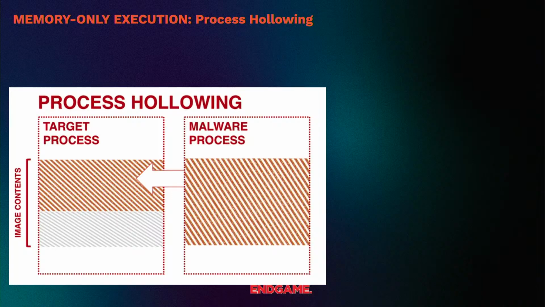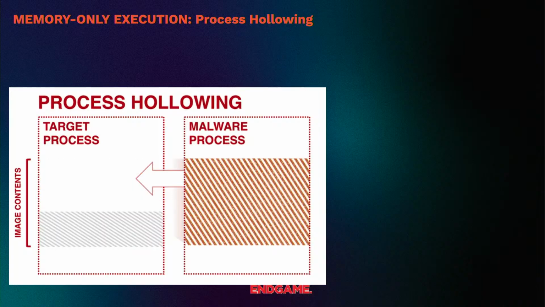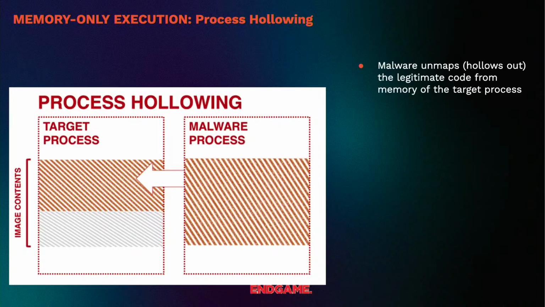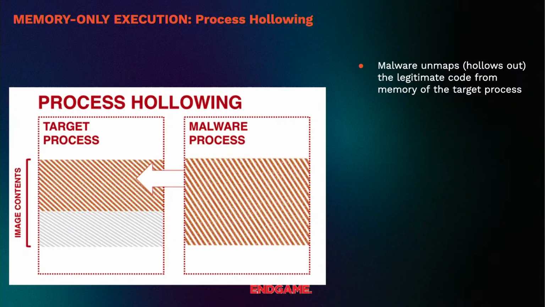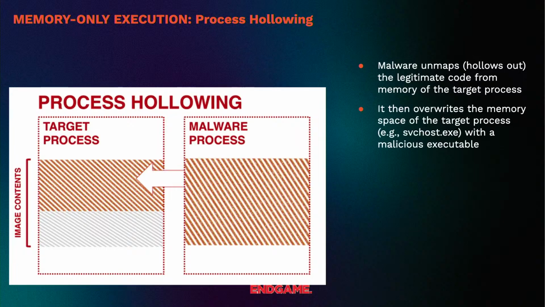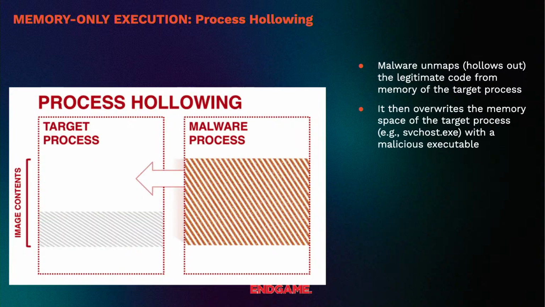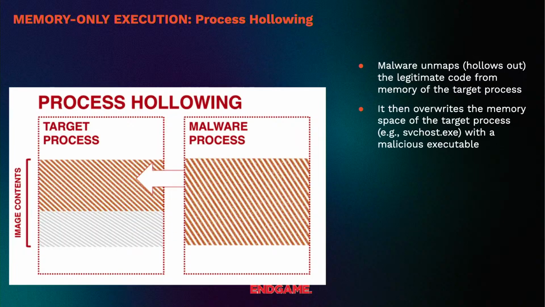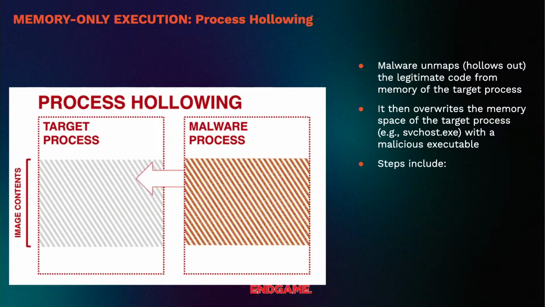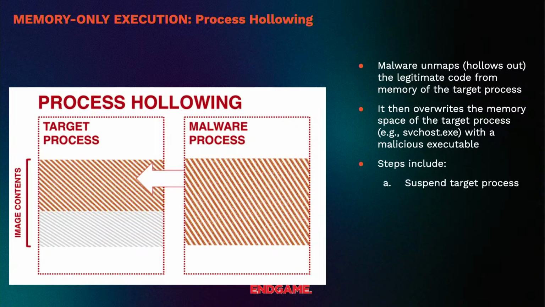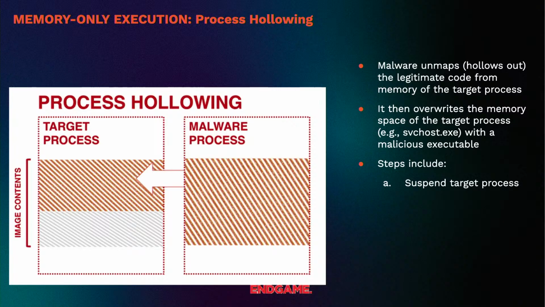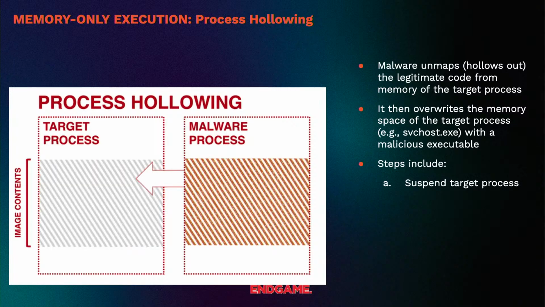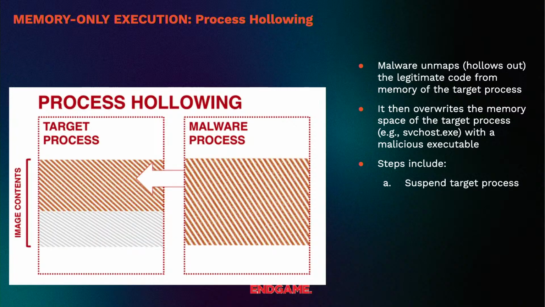In process hollowing, though, the attackers take a bit of a different approach, right? So the malware basically hollows out legitimate code. So again, this is something that we trust that is executing on the endpoint, and then we overwrite the memory space of the target process with a malicious executable. How does that work? So the steps include you suspend a target process. So remember the states of a process, right? A process can be new, can be ready, can be running. When it's running, it's allocated memory on the operating system, on the endpoint, right?